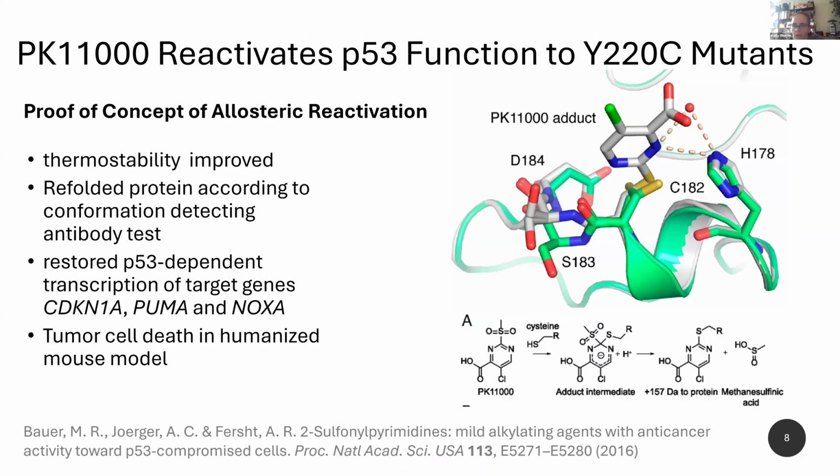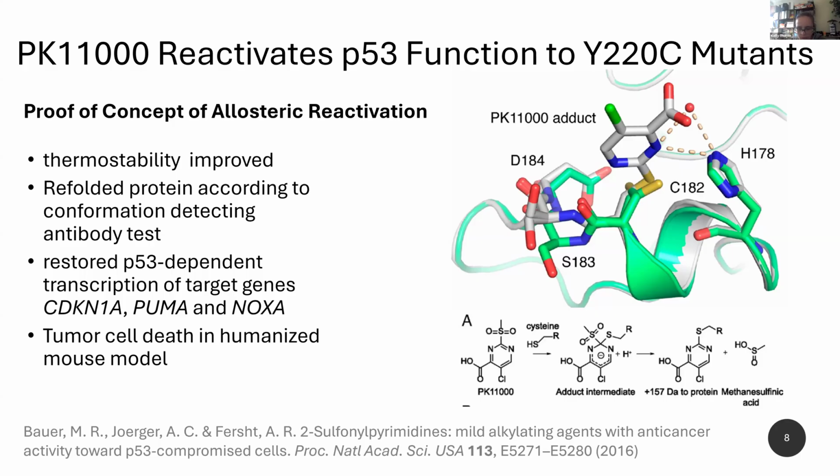A little bit about the PK11000. It binds covalently to the residue 182, and it improves the thermostability of p53. It also helps the protein to refold. There are some antibodies that are recognizing the 3D structure of this, and they are confirming that the 3D structure is correct. It also has the ability to restore several p53-dependent transcription of target genes. So we have a nice mix of rescue ones and also repair enzymes in here. This is going to be able to do both of those. And also tumor cell death in the humanized mouse model.